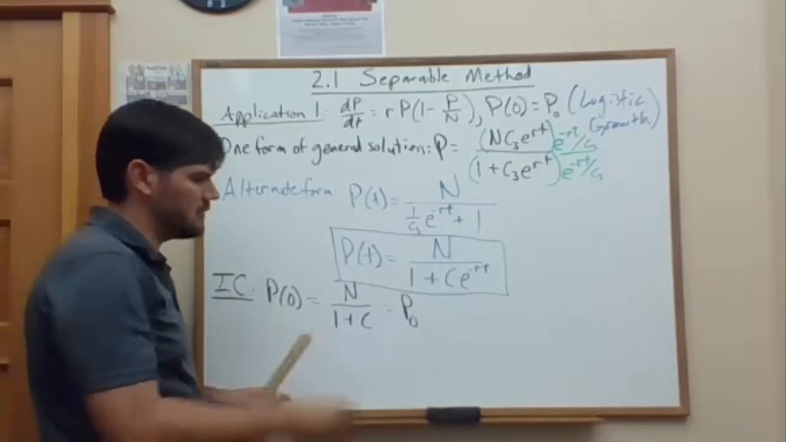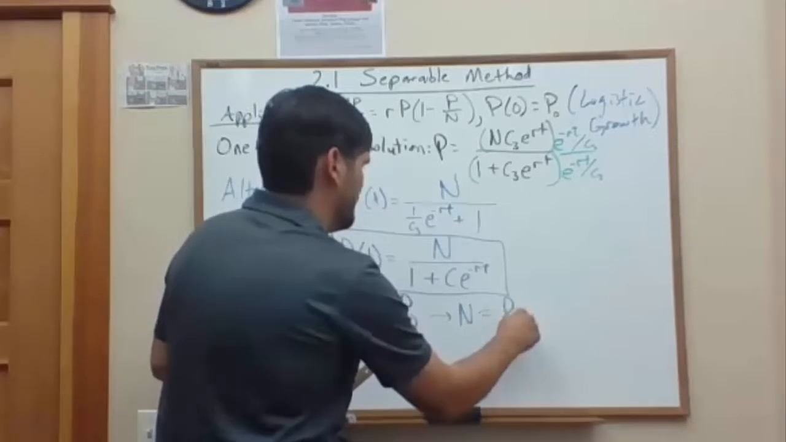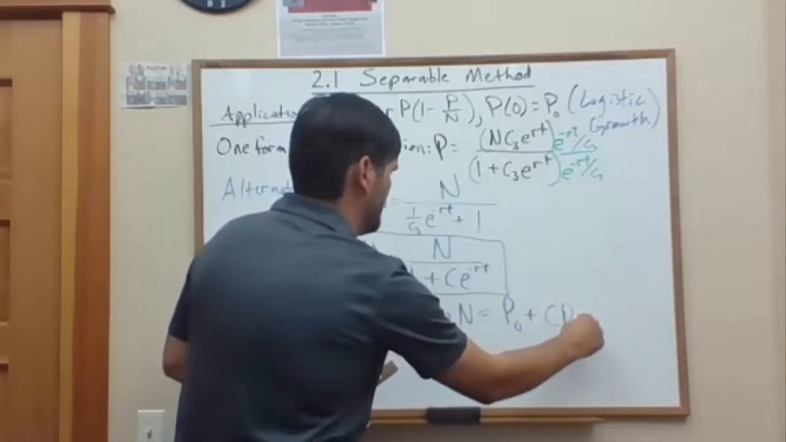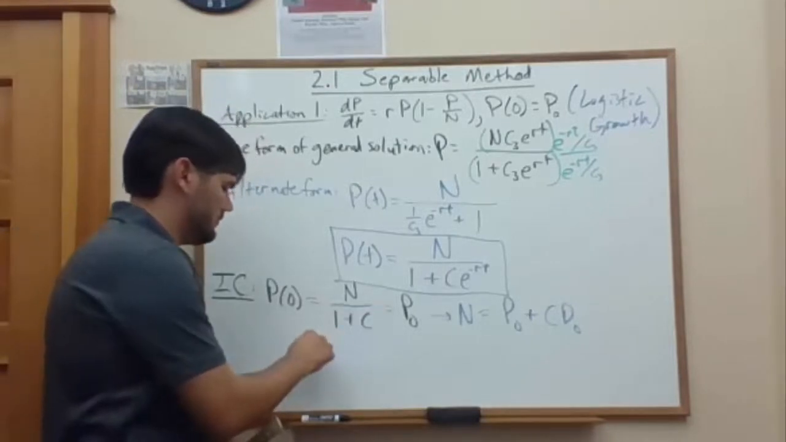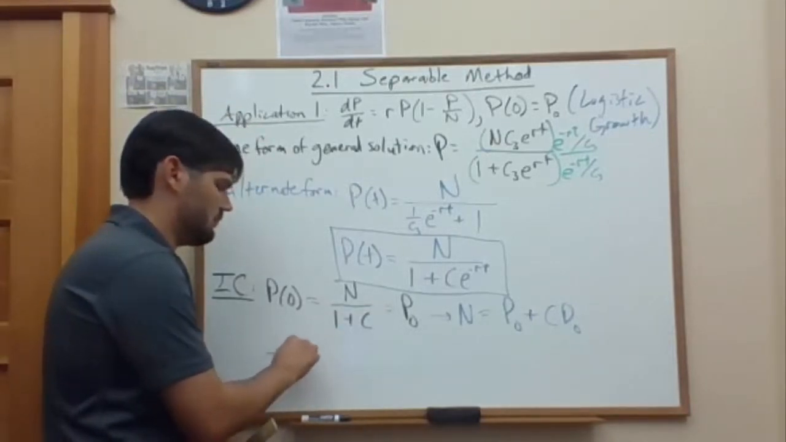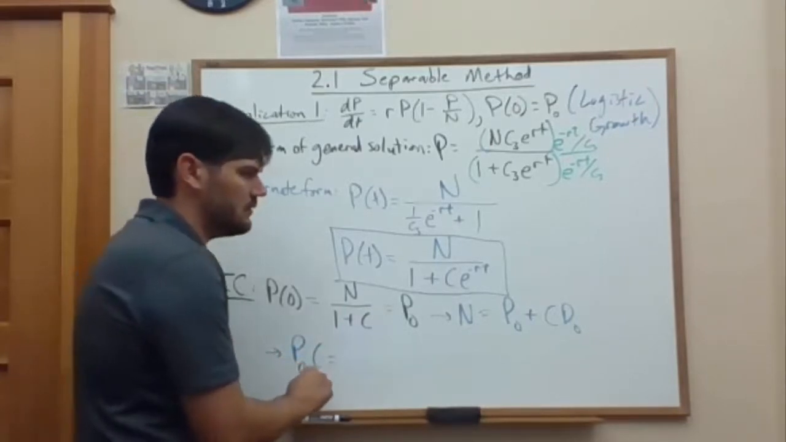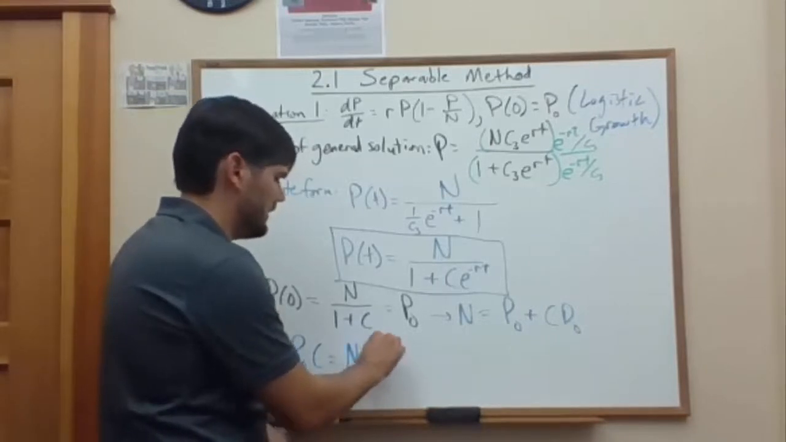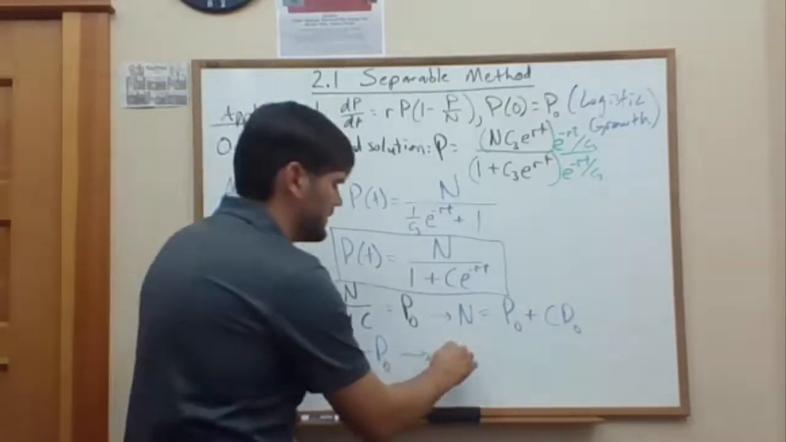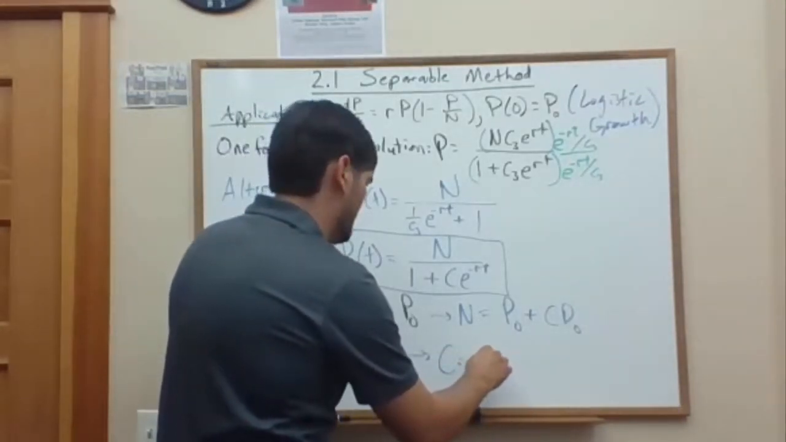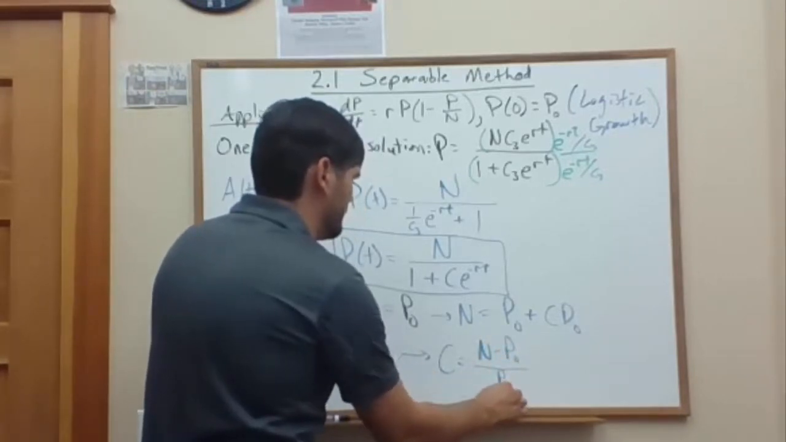N is another parameter. So let's solve for c, the arbitrary constant. To do so, multiply both sides by the denominator. We get N is equal to P naught plus c P naught. Then, since we're solving for the arbitrary constant, we get P naught times c is equal to N minus P naught, or dividing by P naught, we get c is equal to N minus P naught over P naught.